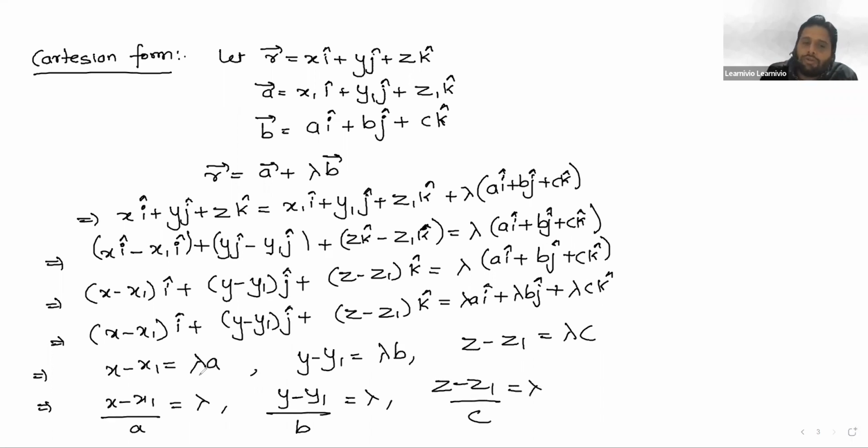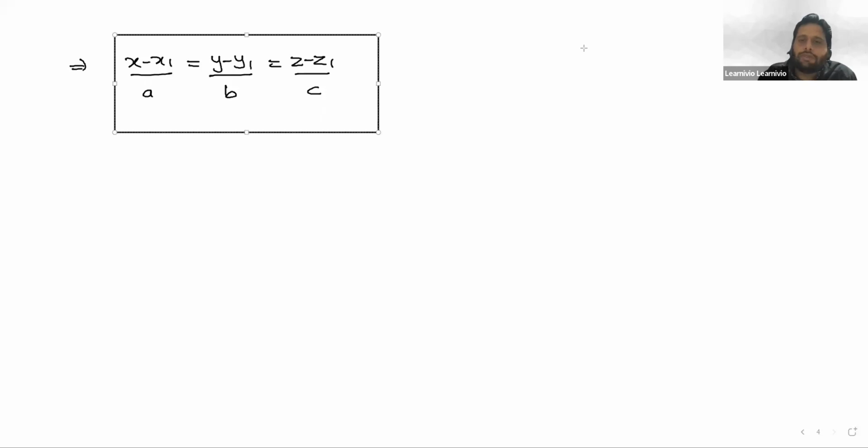I have shifted a to the left side, b to the left side, c to the left side. Now all these are equal to lambda. Lambda is equal to this one, (x minus x1) by a. Lambda is equal to this, (y minus y1) by b. Lambda is equal to this one, (z minus z1) by c. So what we can say is that (x minus x1) by a is equal to (y minus y1) by b is equal to (z minus z1) by c. So we will get this result. I hope this is clear to everyone.